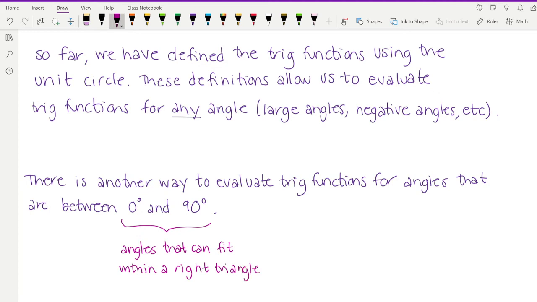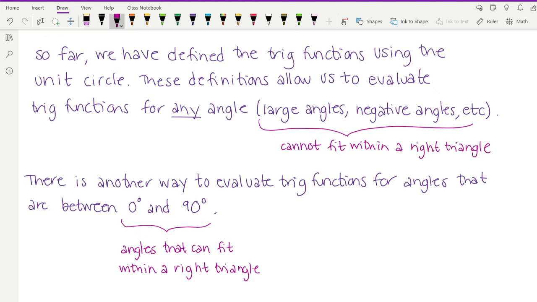Whereas when we're talking about any angle, so large angles, negative angles, etc., those are examples of angles that cannot fit within a right triangle. And so again, that's the advantage of using the unit circle: it expands what kind of angles you can evaluate trig functions for. But we'll see that the right triangle definition is going to be really handy in some cases, especially in doing some real world applications, which we'll get into in our next video.